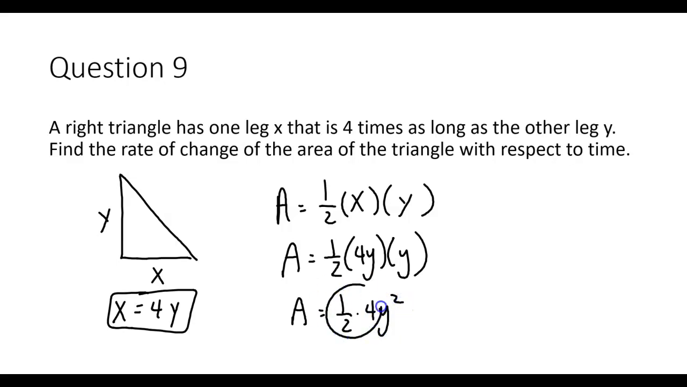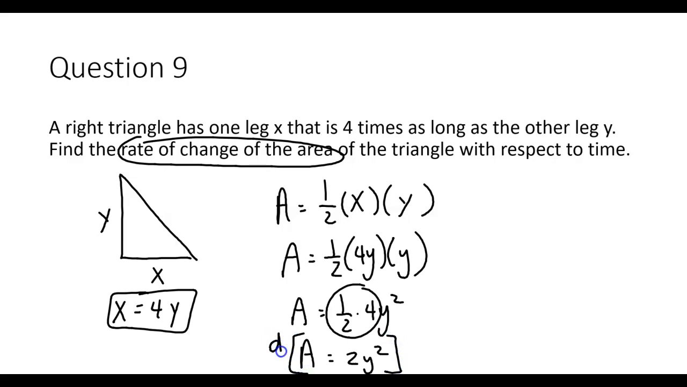And we could simplify this. That's just going to be 2y squared. Now they want us to find the rate of change of the area. So once again, we're going to take the derivative of this thing.